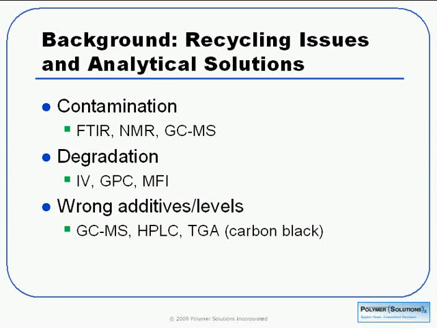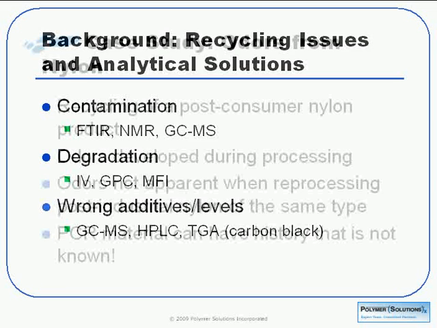The other thing is that they can have been depleted during use, so they can be there at the wrong level. And we can measure those things using techniques like GCMS again, like high-performance liquid chromatography, HPLC. And for carbon black in particular, which is often used as a UV stabilizer, we can measure using thermogravimetric analysis, or TGA.